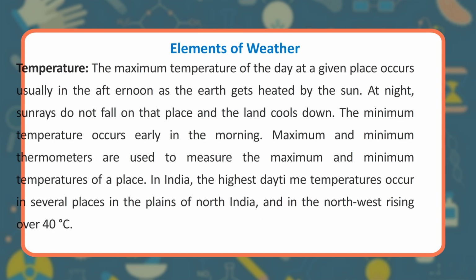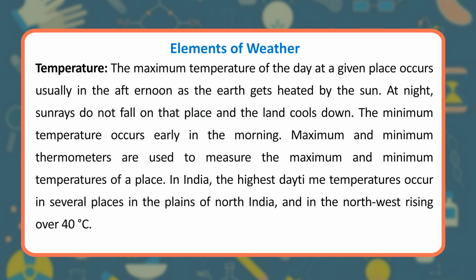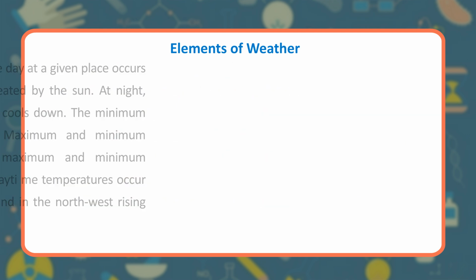Elements of weather. Temperature. The maximum temperature of the day at a given place occurs usually in the afternoon as the earth gets heated by the sun. At night, sun rays do not fall on that place and the land cools down. The minimum temperature occurs early in the morning. Maximum and minimum thermometers are used to measure the maximum and minimum temperatures of a place. In India, the highest daytime temperatures occur in several places in the plains of North India, and in the northwest, rising over 40 degrees Celsius.